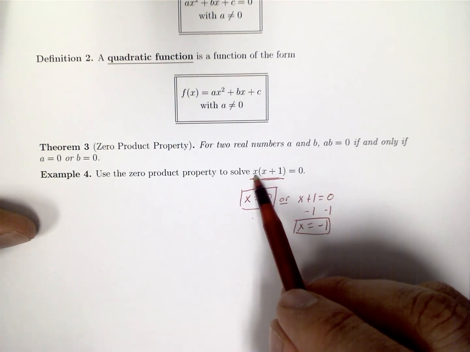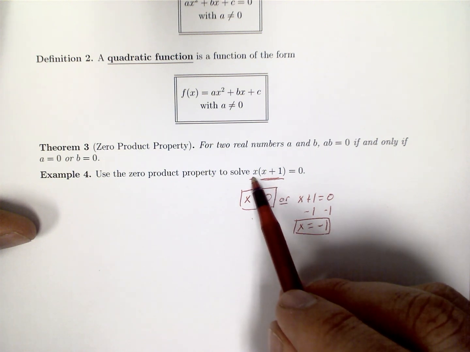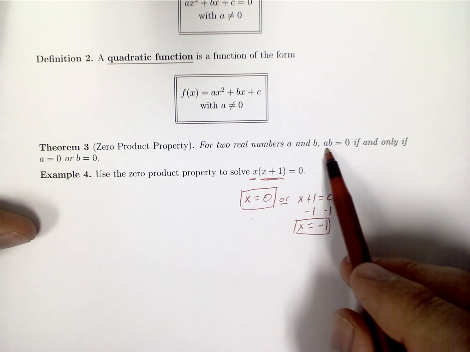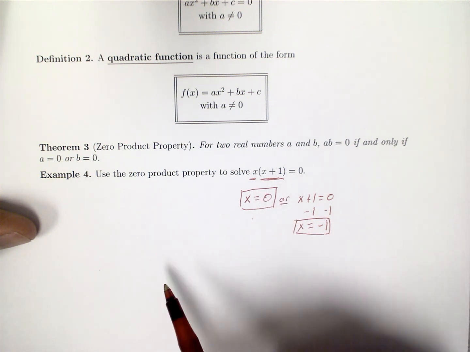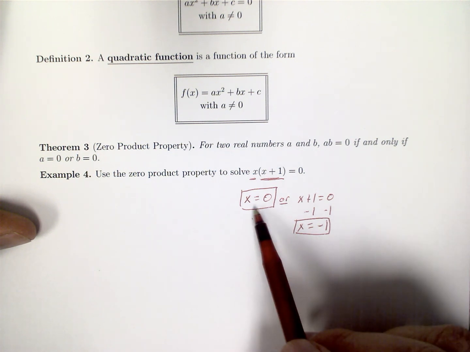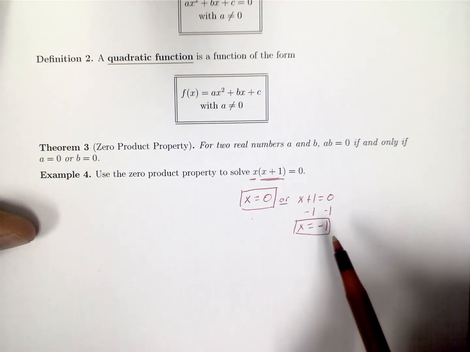So what does this mean? This means since this is factored, since these are factors, and we want to look at factors to use the zero product property, one of the best ways to solve quadratic equations is to use the zero product property, and to do that you have to factor, which we will talk about in the next lecture.